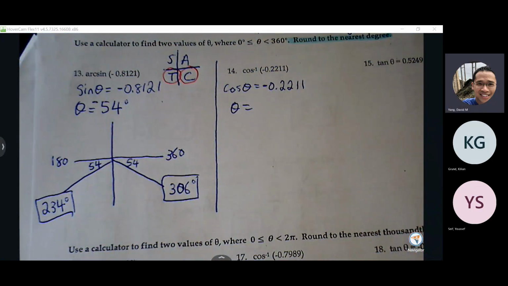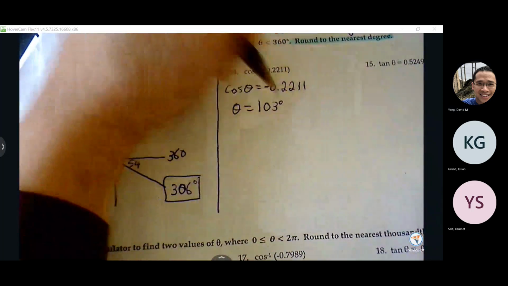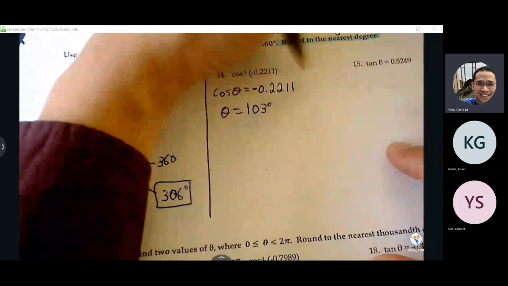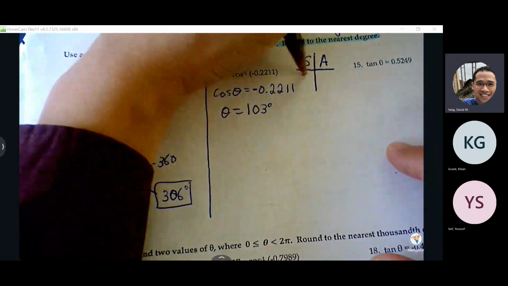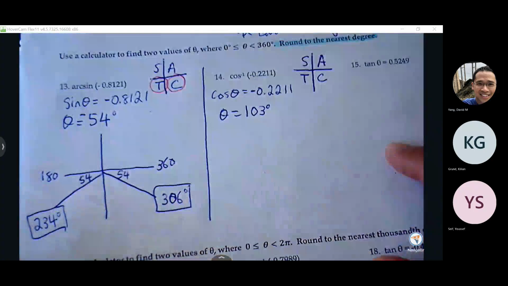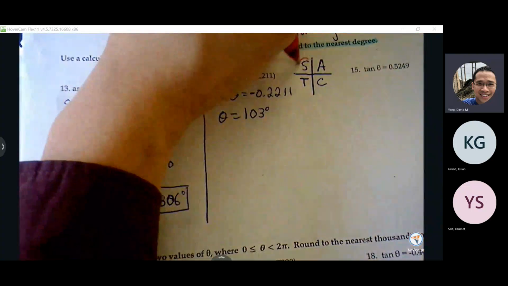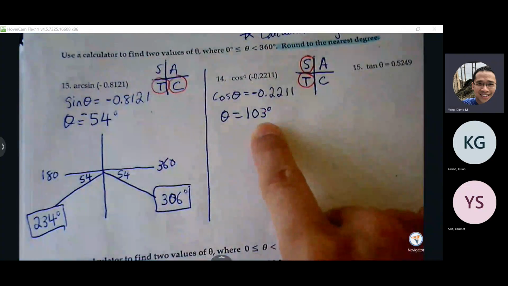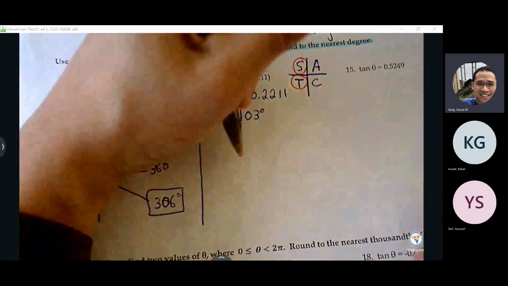I got 102.77 degrees, which I can round up to 103 degrees. Now, this is not a reference angle like before, but let's understand which quadrant we're supposed to be in. So cosine is negative in the second and third quadrant. So that 103 is perfect. It's already in the second quadrant. So we know that's one of our answers.